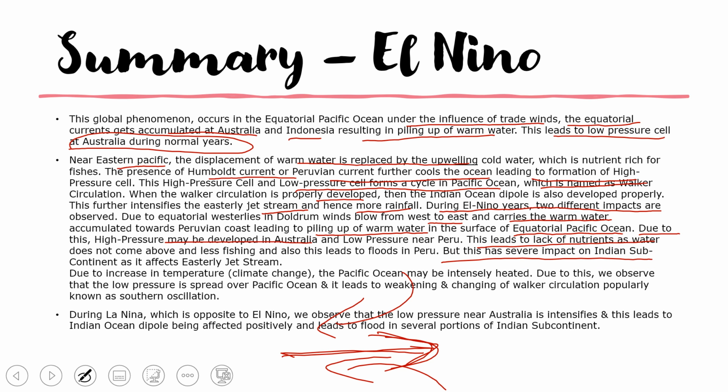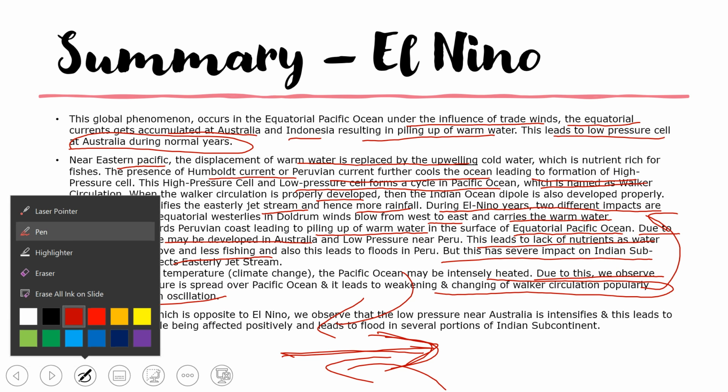But this has a severe impact on the Indian subcontinent as it affects the easterly jet stream. Due to this increase in temperature, the Pacific Ocean may be intensely heated. So we will observe that low pressure is spread over the Pacific Ocean and it leads to weakening and changing of the Walker circulation, which was helping the Indian dipole. This is known as the southern oscillation also.